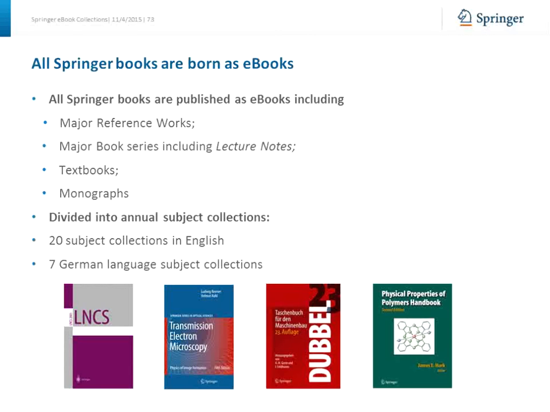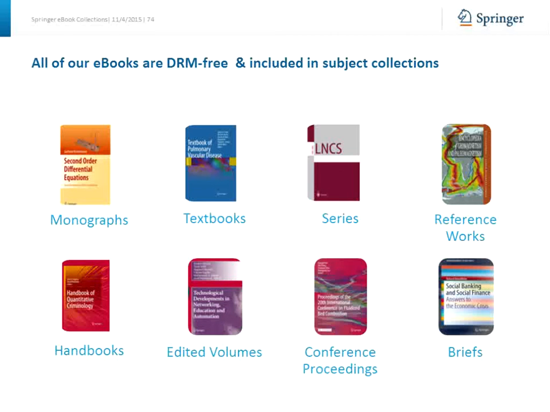And all these subject collections contain all our books. So we have monographs, we have textbooks, we have series like the lecture notes, where the largest one is obviously the lecture notes in computer science. We have a large number of reference works, handbooks, and finally edited volumes, a lot of conference proceedings, and Springer briefs.